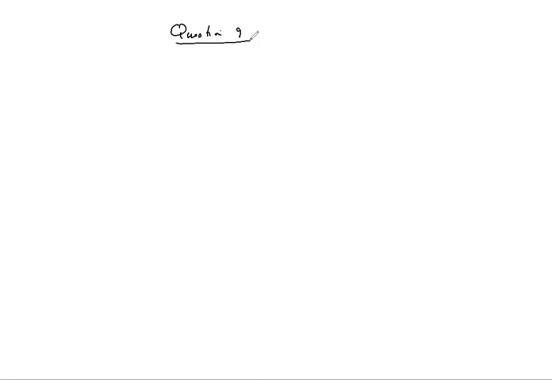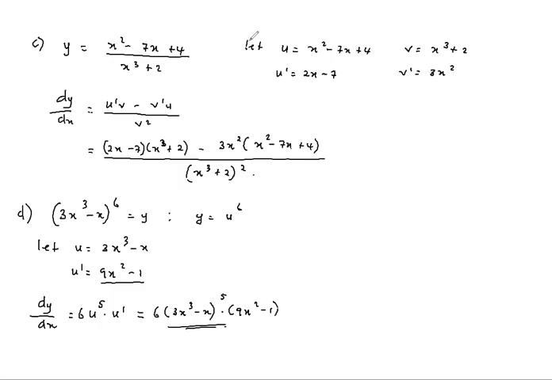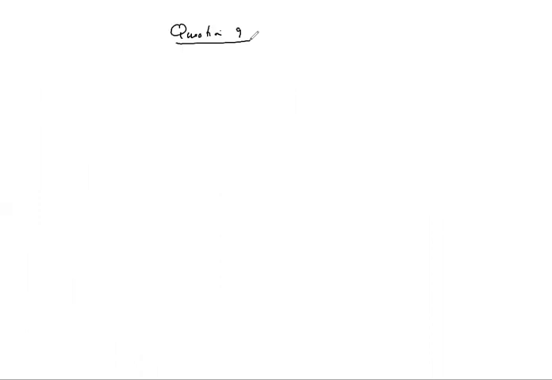Use implicit differentiation to find dy/dx. Implicit means you are trying to differentiate y with respect to x. Like the way I was saying, y is equal to this function, and then you differentiate it, you get dy/dx. This time around, you have your y inside some function. You are unable to solve for y.